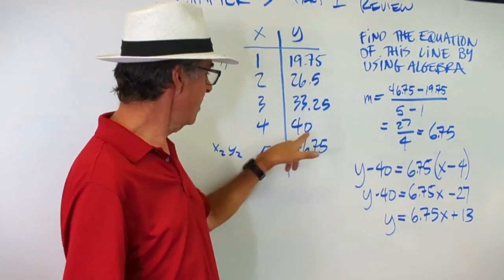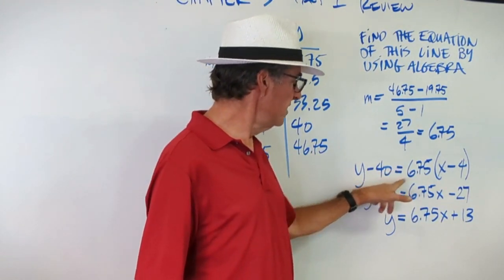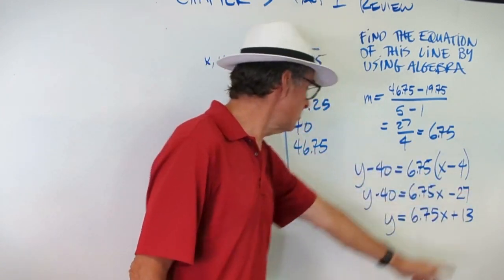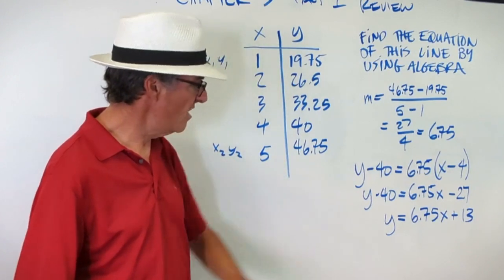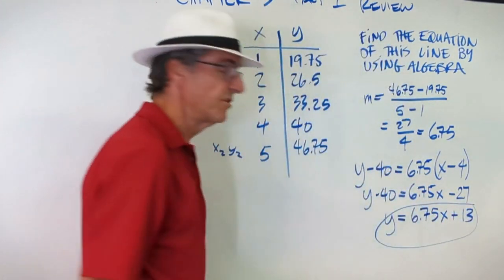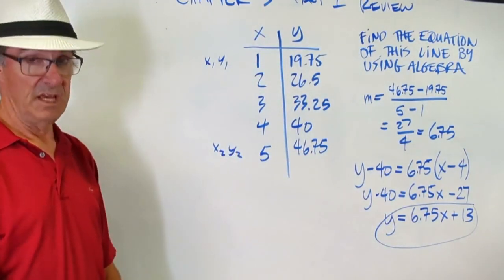So I used (4, 40), so y minus y1, there's my 40, equals 6.75, which is my slope, times x minus x1, which is my 4. And then I just crunched my numbers, simplified on down, and I get y equals 6.75x plus 13. And that's the equation that governs this table.